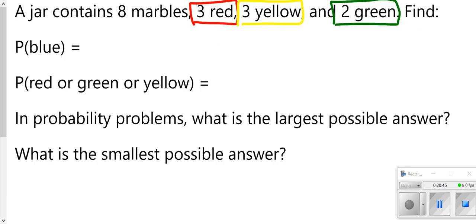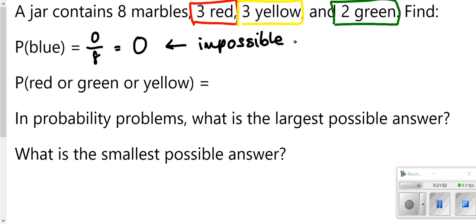Let's do the rest of these marble problems. So the next one says the probability of drawing blue. Well, there aren't any blue. So I'd say there are 0 blue out of 8, or just 0. This answer means impossible. Probability 0 means it can't happen. Impossible.